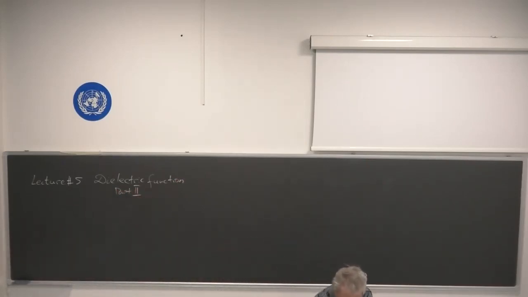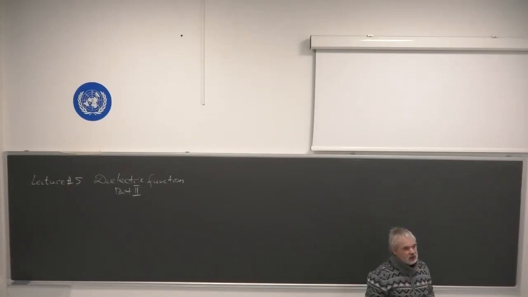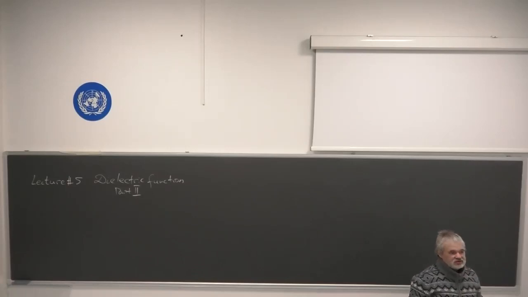Okay, let me remind briefly what we have derived on Monday. So we considered free electron gas, and then we add the Coulomb interaction. To be more specific, the model of the metal has a crystalline lattice of atoms.